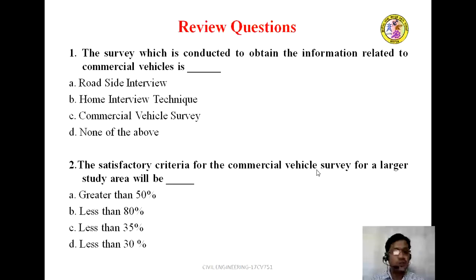Moving on to the next question: the satisfactory criterion for the commercial vehicle survey for a larger study area will be: option A, greater than 50%; option B, less than 80%; option C, less than 35%; option D, less than 30%. The correct answer is less than 30%.